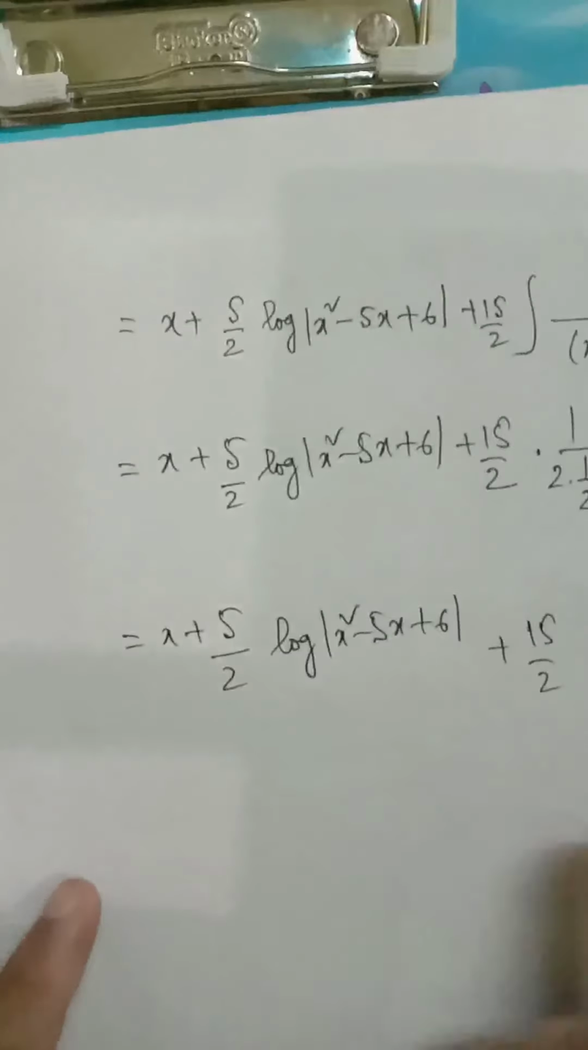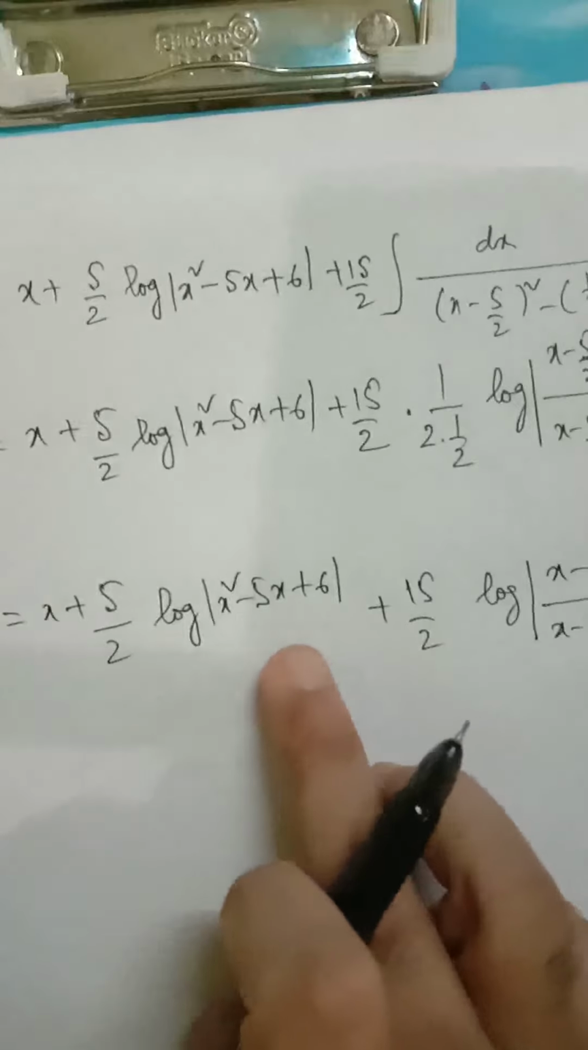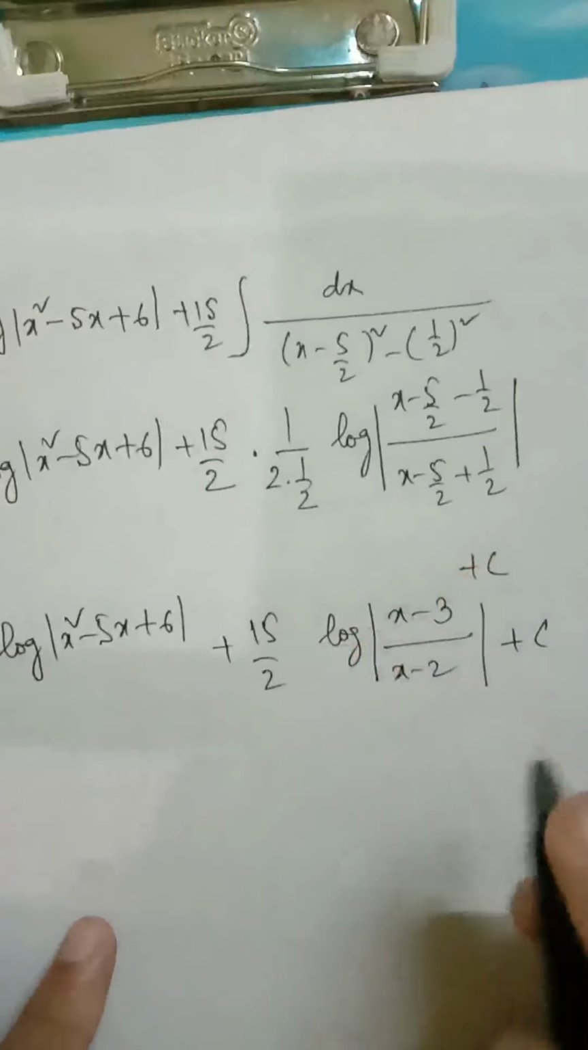So what is the answer? x plus 5 by 2 log of x square minus 5x plus 6 plus 15 by 2 log of x minus 3 by x minus 2.